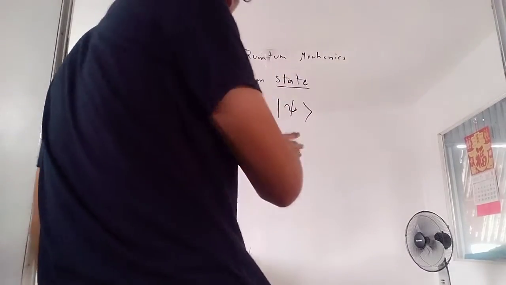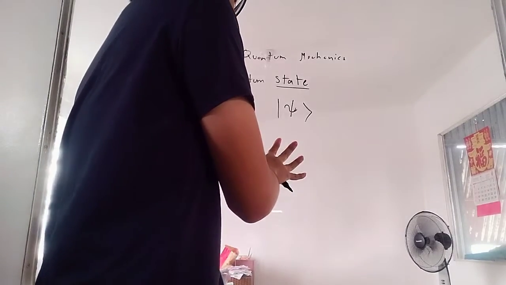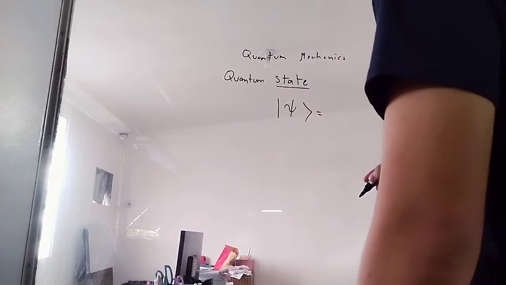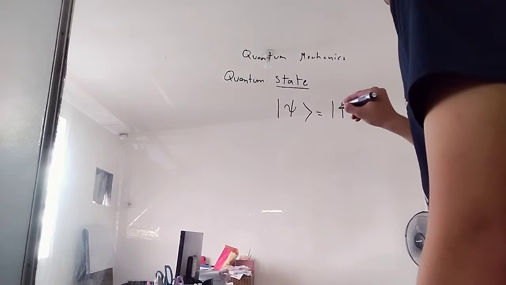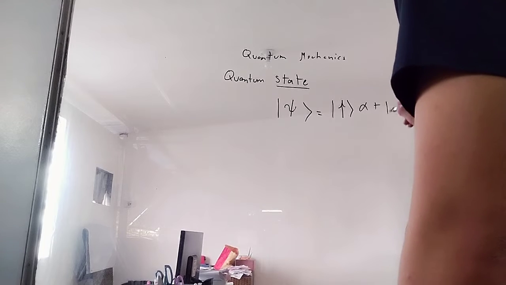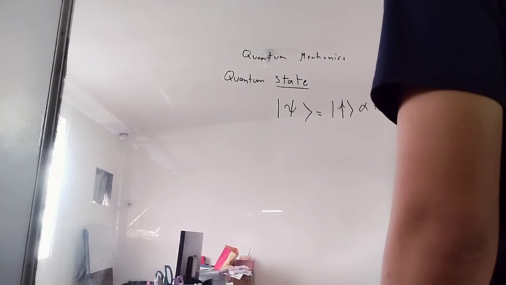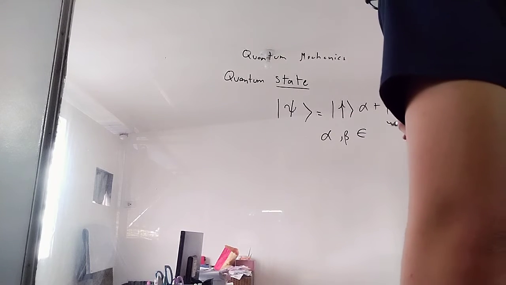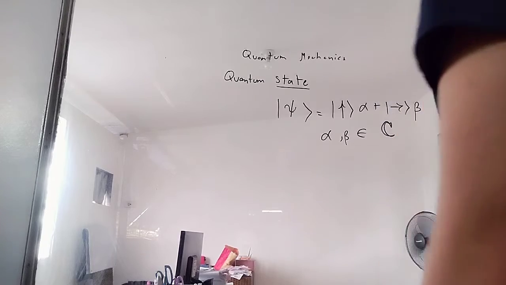A quantum state is mostly denoted by a ket of psi. I know you've already seen this notation in the previous video. This is a function, which is the spin up state times alpha plus the spin down state times beta, where alpha and beta are elements of the complex numbers.